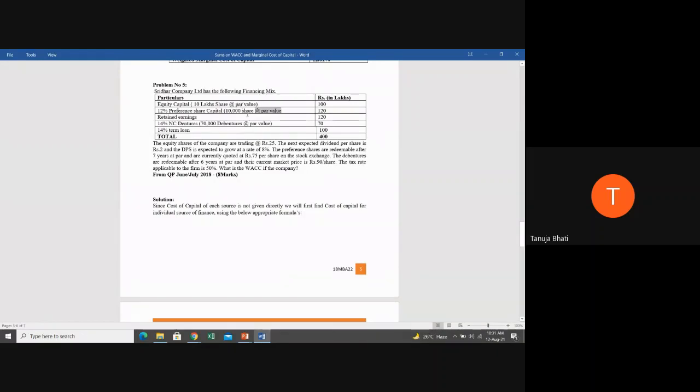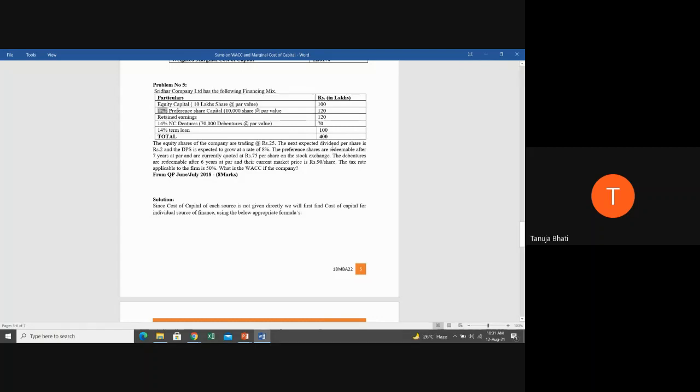Can anyone tell me what is going to be the preference dividend here? 12%. The dividend is always calculated on the face value. The other name for face value is the par value. So 12% of 100, what will be the preference dividend in terms of rupees? 12. Very good.